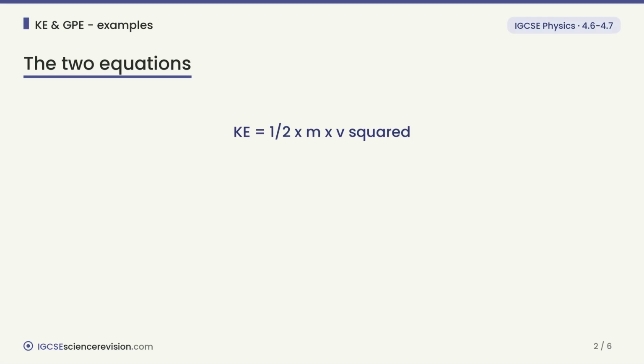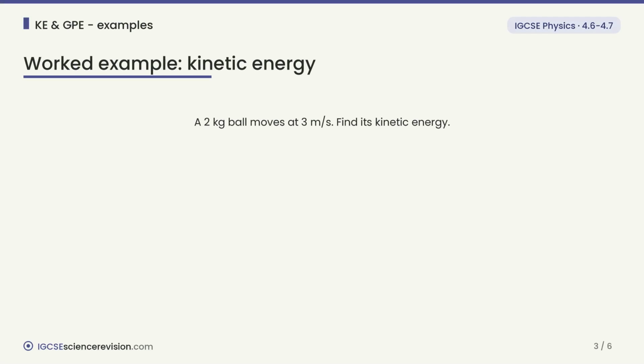Two equations to master: kinetic energy equals a half times mass times speed squared, and gravitational potential energy equals mass times g times height. Two exam tips: use g equals 10 newtons per kilogram unless told otherwise, and always square the speed first, then multiply by a half.